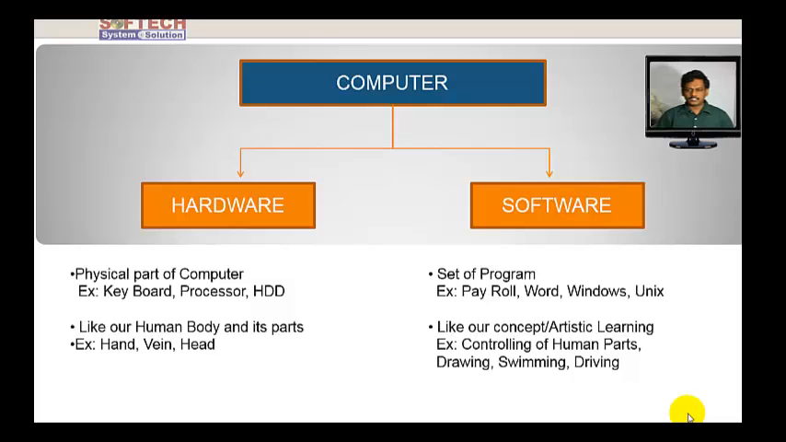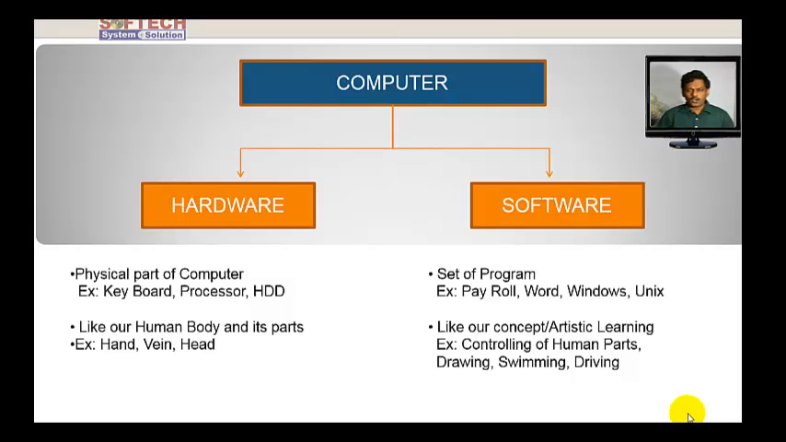So these two kinds of division are available in our human system also. One is hardware and another one is software. Similarly, a computer also has two divisions. One is hardware and another one is software. Hardware is a physical part of the computer like keyboard, mouse, monitor, RAM, hard disk. These are all the hardware parts of the computer.